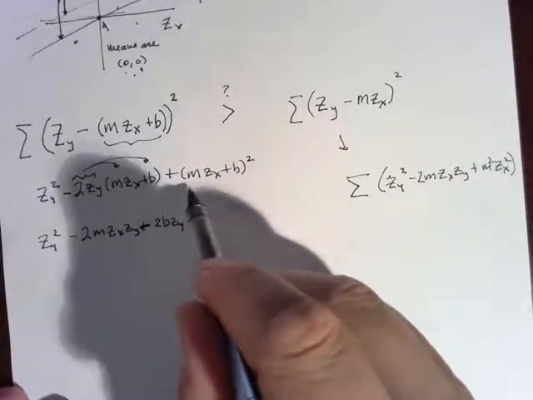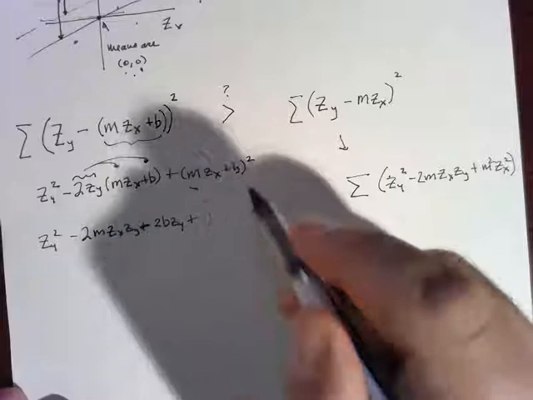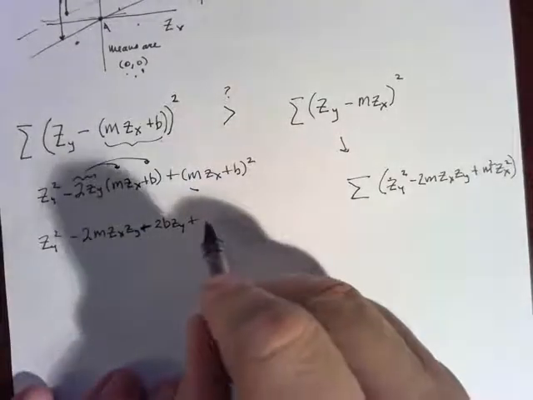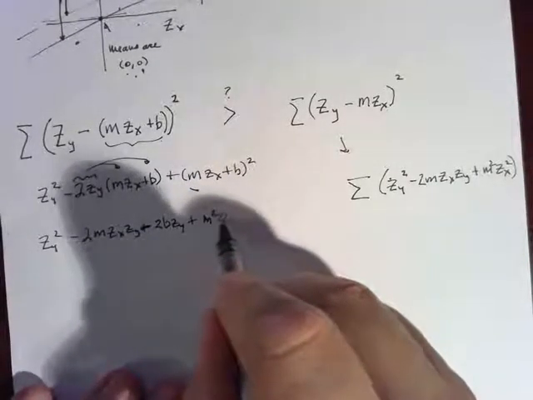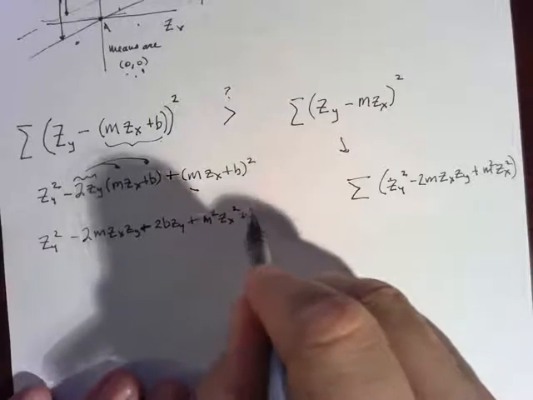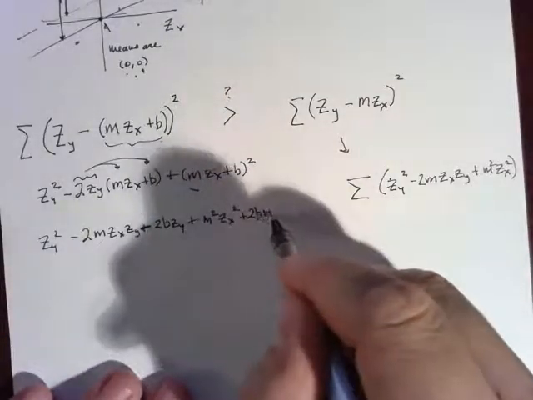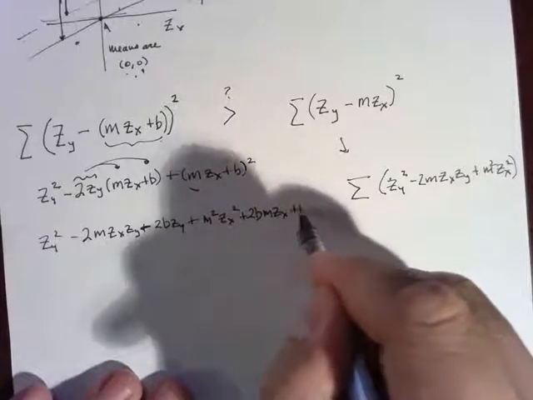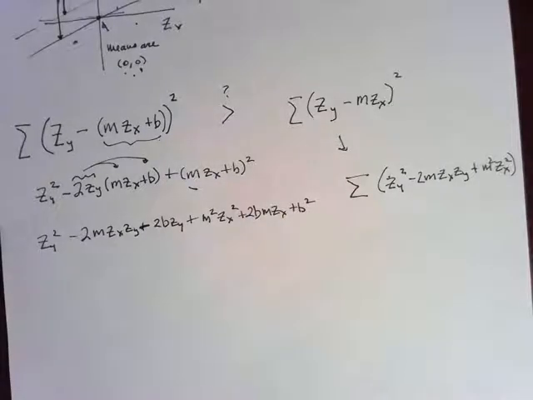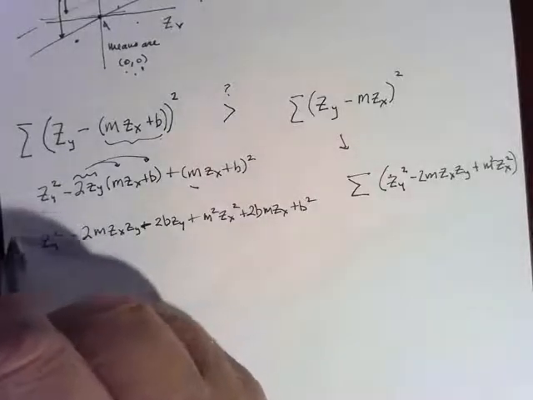plus, and now I have to square this out. So this turns into 3 terms. I'll get m squared zx squared plus 2b m zx plus b squared. And then I'm adding a bunch of things like this up.